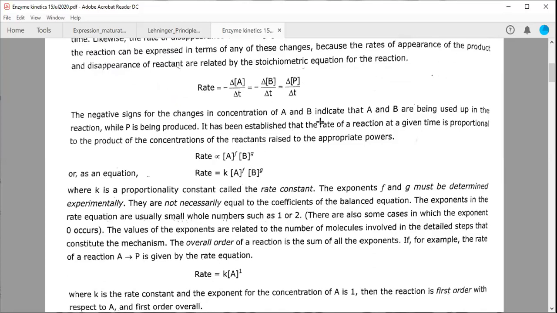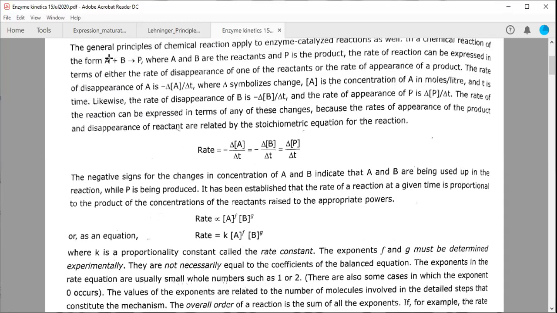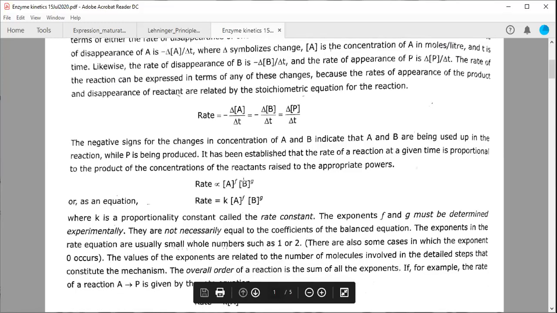One more thing: when you are given some values of concentration, you will put them as powers. Suppose F moles of A and G moles of B are getting converted into the product, then how will you write the rate of reaction? You will put the values present before A or B as the powers of their concentrations. So the rate of reaction at a given time is proportional to the product of the concentrations of the reactants raised to the appropriate power.